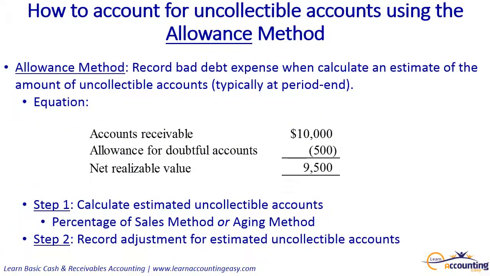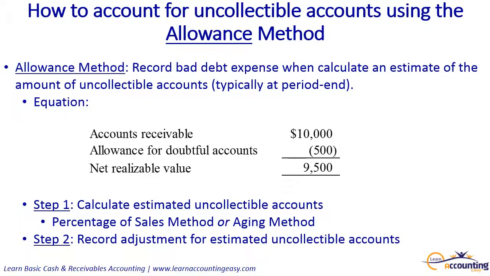The second method we're going to look at for accounting for uncollectible accounts is called the allowance method. Now, this is very different from the direct write-off method. With the direct write-off method, we waited until we were able to identify individual customers that we believed were never going to pay us the cash they owed. And when we identified them at that moment, we recorded bad debt expense. And then, of course, we reduced the accounts receivable.